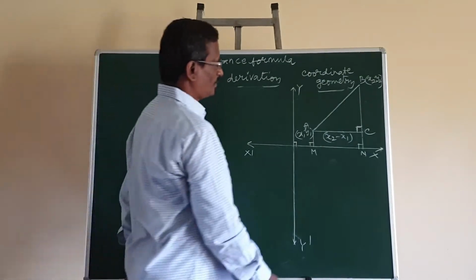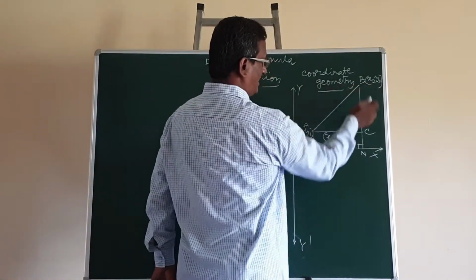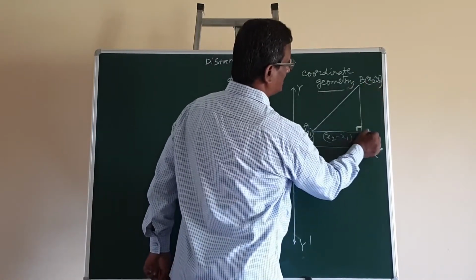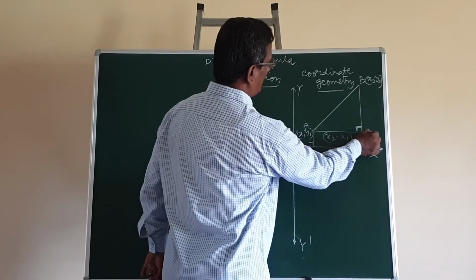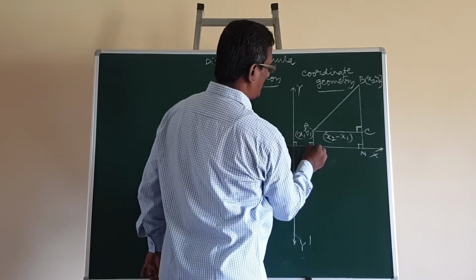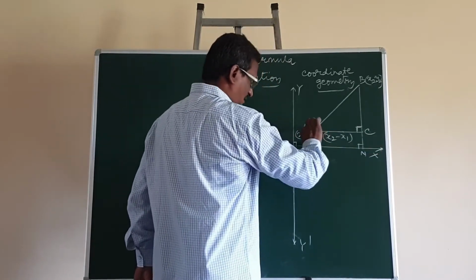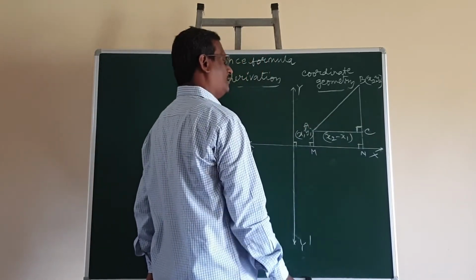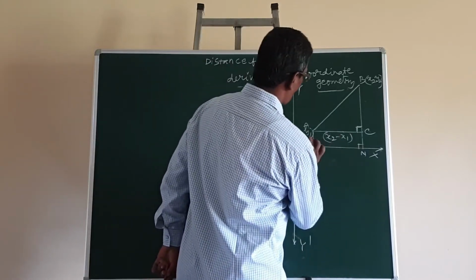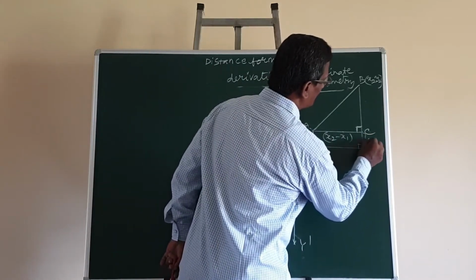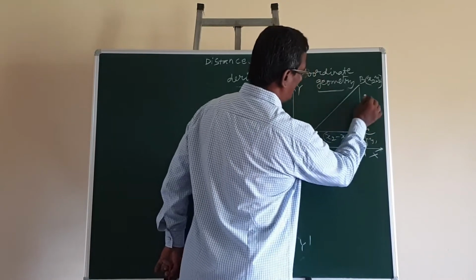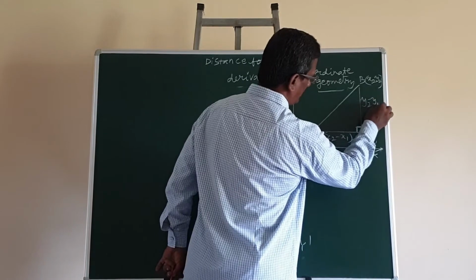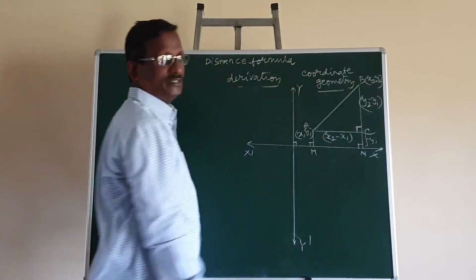The right angle making side of the right triangle ABC, here AC, is equal to x2 minus x1. Similarly, the distance of the point B from the y axis is its y2, but the y coordinate of point C is the y coordinate of point A, which is y1, meaning this distance CN is equal to y1. If this is y1, when we want BC, the total distance y2 minus this y1, means y2 minus y1 is the distance of BC.